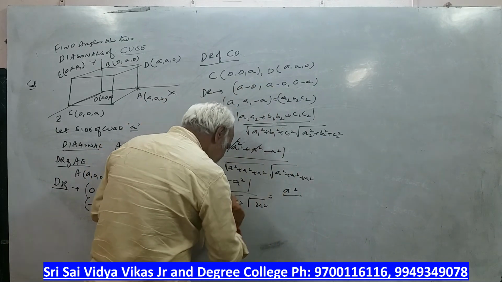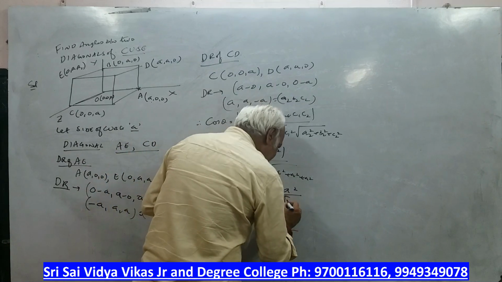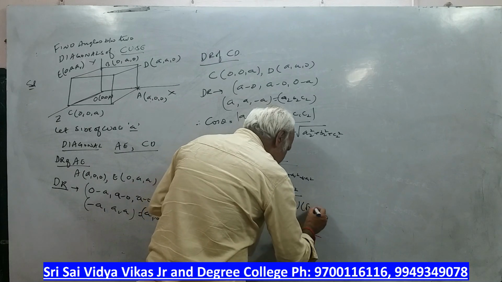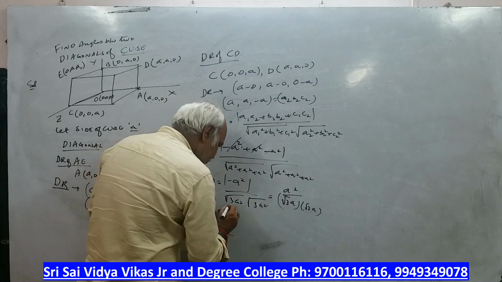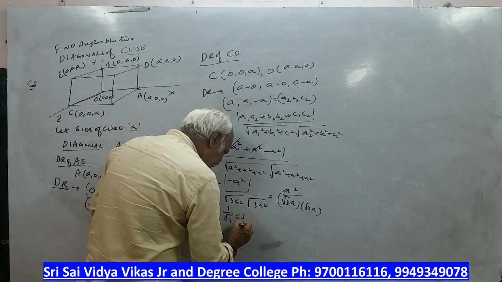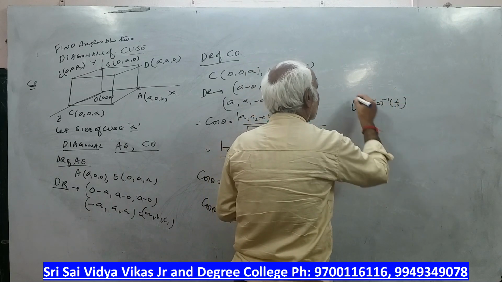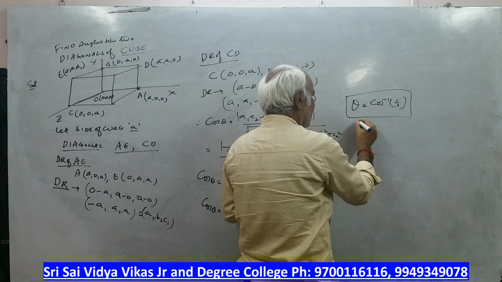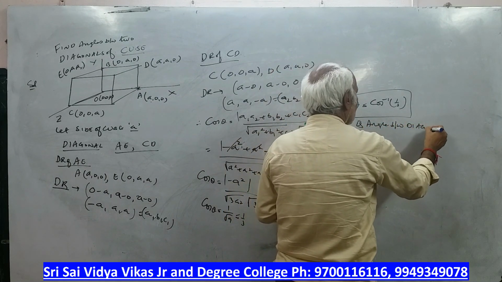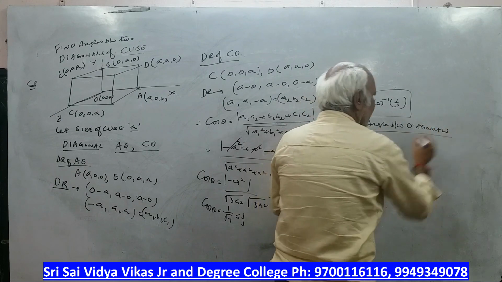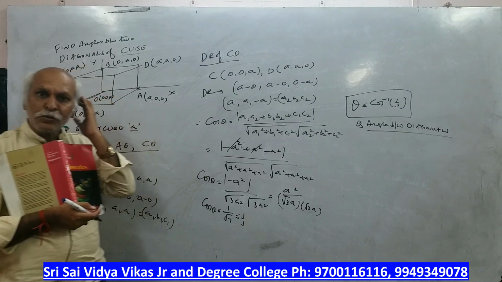Here root 3A into root 3A. A into A square will get cancelled. Cos theta is equal to 1 by root 3 into root 3, 1 by root 9, which is 1 by 3. Therefore theta is equal to cos inverse 1 by 3, is the angle between the diagonals. So here we are finding the angle between two diagonals of a cube. Okay, please note down this.